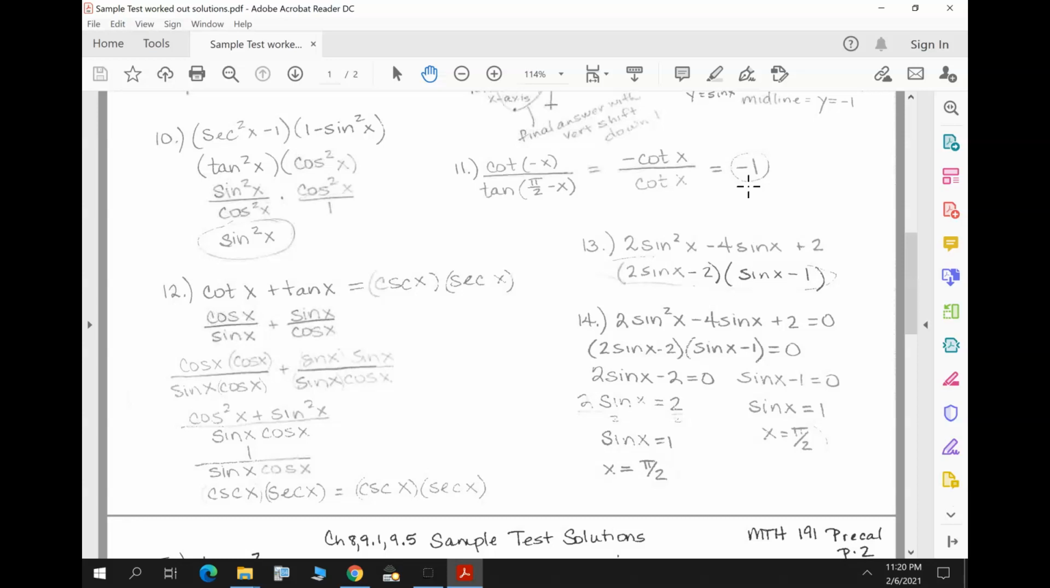All right, for number 12, we are verifying. So for number 12, we know what we're trying to get to over here. We're only allowed to work on one side of the identity.